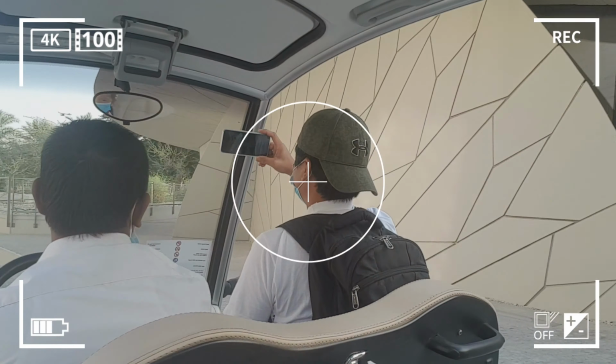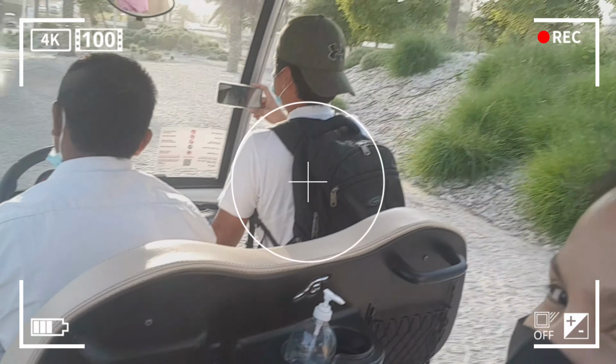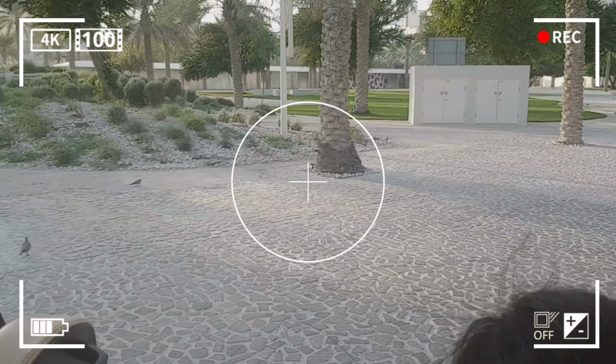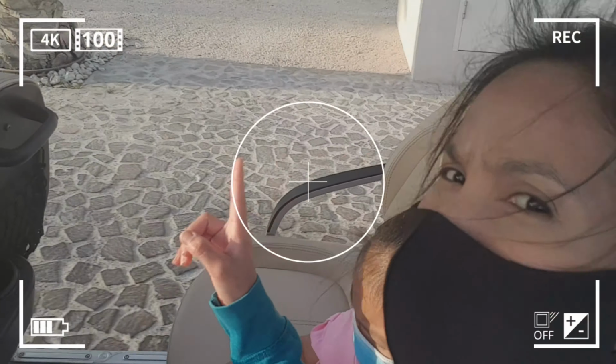Bye. Yeah, guys, we're now leaving the National Museum. All right, guys. See, it's so cool. You got the free museum. You got the free ride. That is the museum, guys. What else are you looking for? That is the museum.